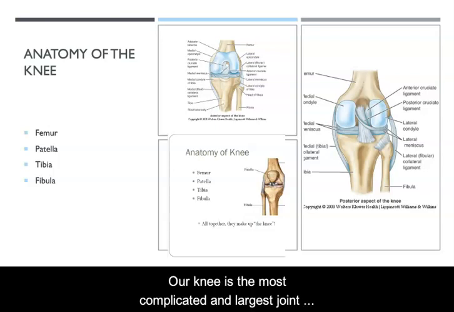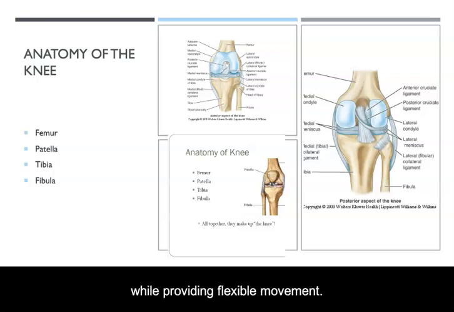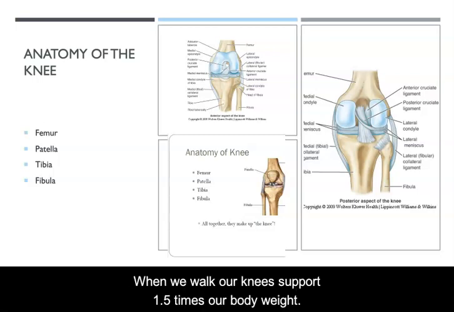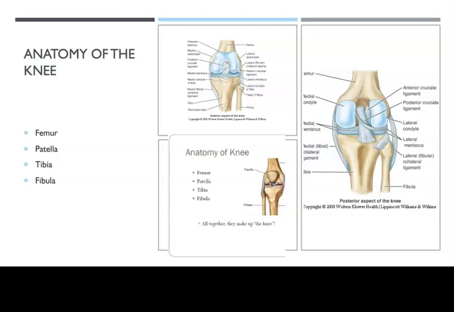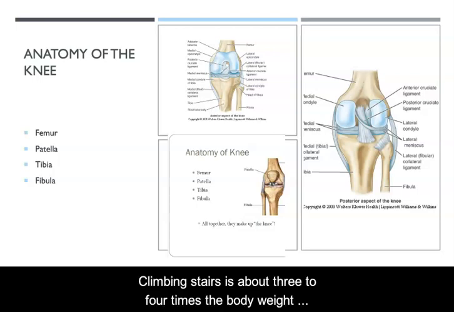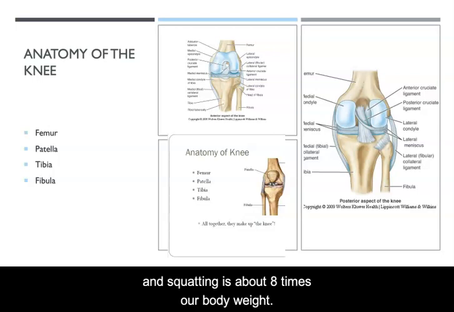Our knee is the most complicated and largest joint in our body. It is also the most vulnerable because it bears enormous weight and pressure loads while providing flexible movement. When we walk, our knees support 1.5 times our body weight, climbing stairs is about 3 to 4 times our body weight, and squatting is about 8 times our body weight.